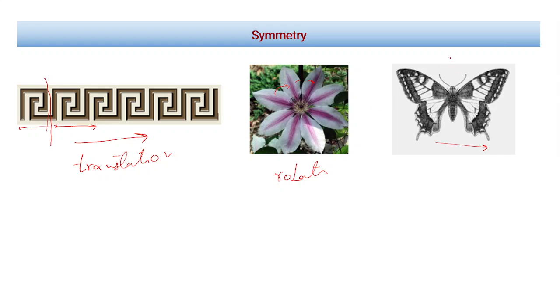What we see here is, if I keep a mirror here midway, then this whole thing will be laterally inverted, like we see ourselves laterally inverted in the mirror. The same way, if I keep a mirror in the middle of this, I'll see this complete thing. So here it's reflection.